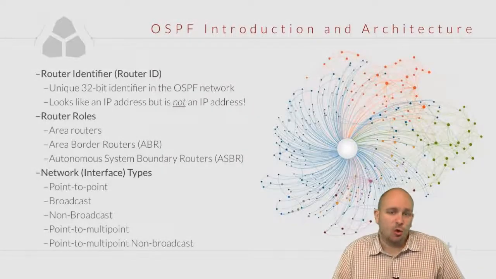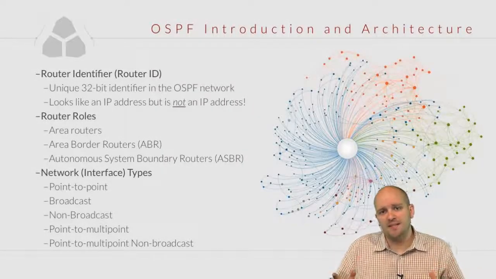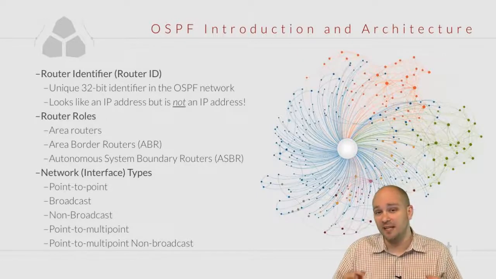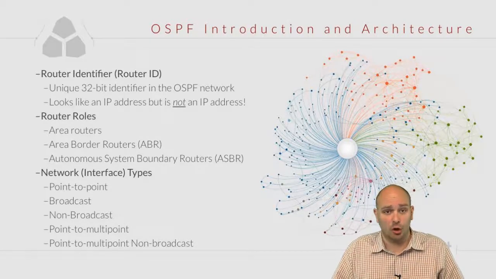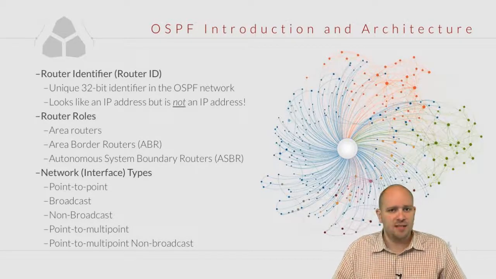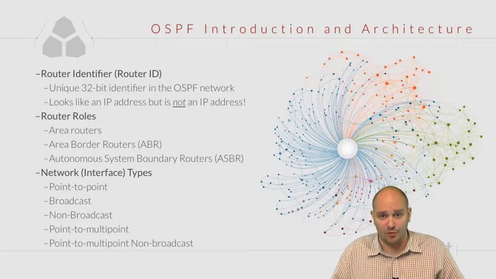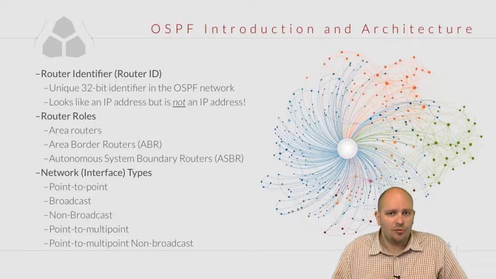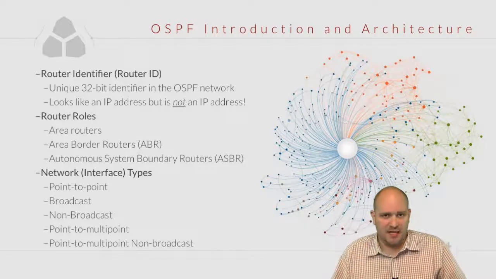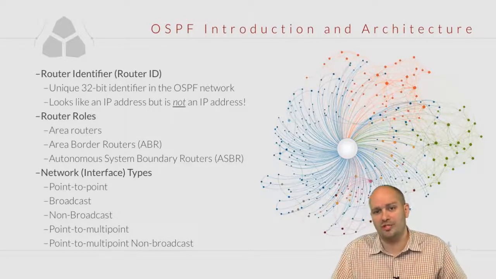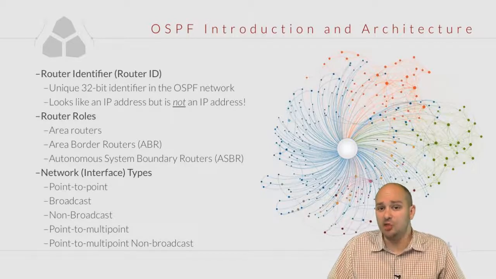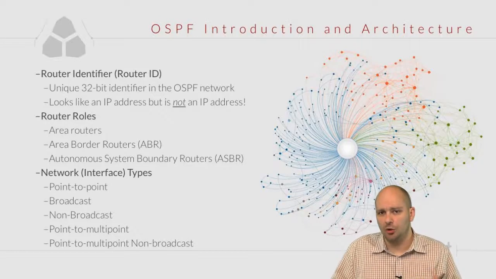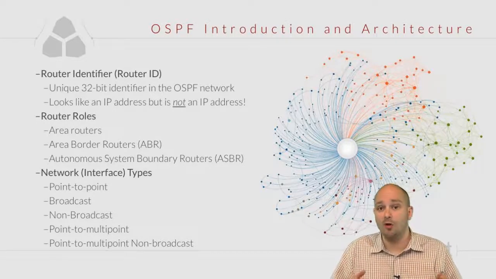When we talk about OSPF routers, there is a special identifier that identifies each router in the OSPF network uniquely. This identifier is a 32-bit number that is called the router identifier, or router ID for short. Router ID looks and feels like an IP address, but it's important to understand that the router ID is not an IP address.